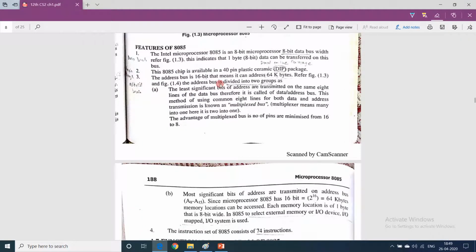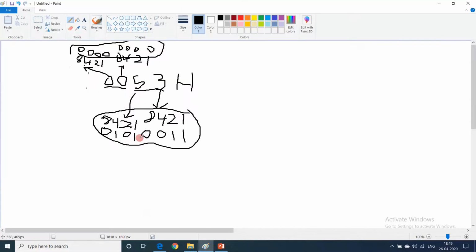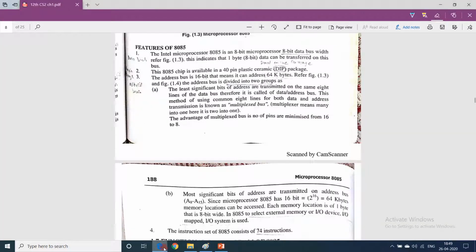So the least significant bits of the address, because the address bus is of 16 bits, are transmitted on the same 8 lines of the data bus, which carries data. The data bus is of 8 bits. This bus is known as a multiplexed bus.